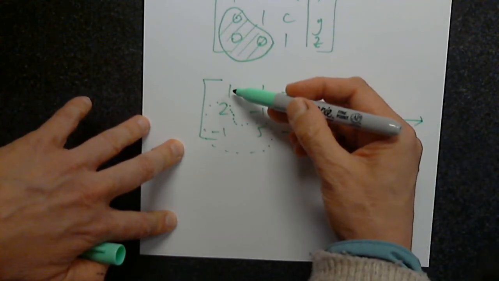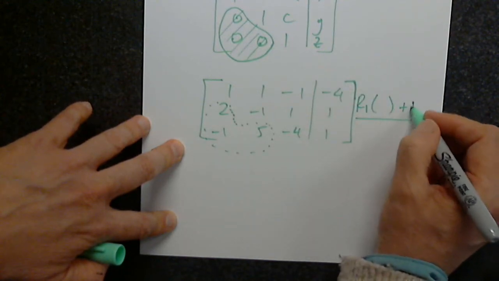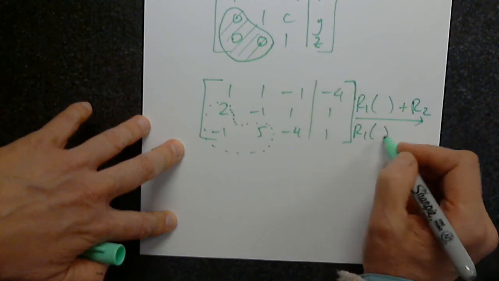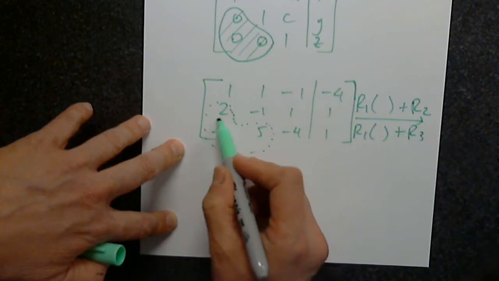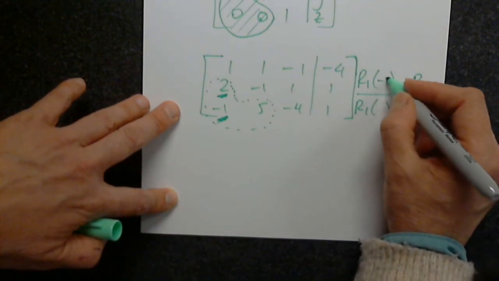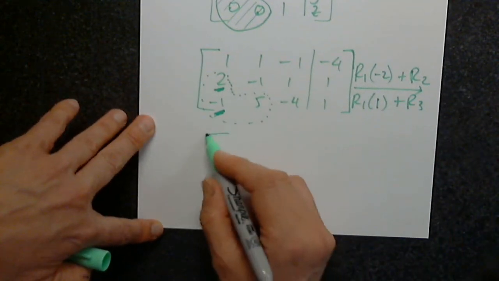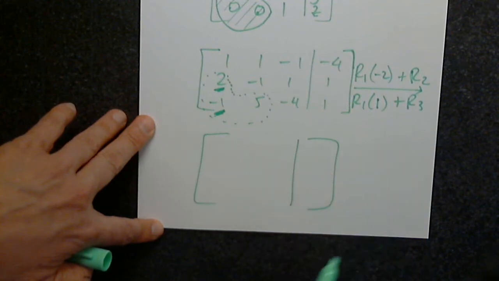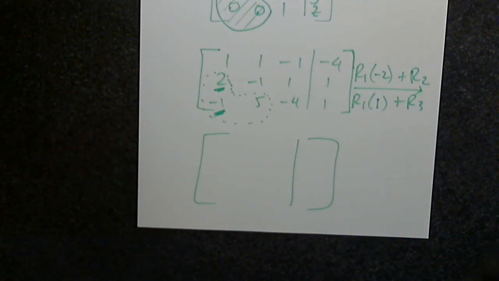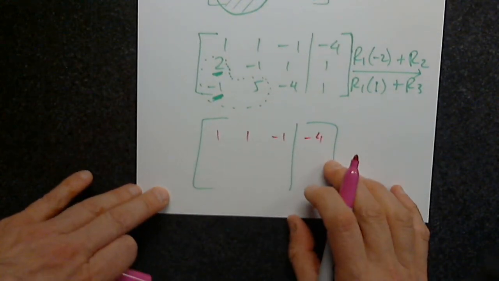So I need to use row 1 and multiply it by something and add it to row 2, and row 1 multiply by something and add it to row 3. I'm only focusing on these two. -2. Yes, for the first one is -2, and for the other one by 1. Good, excellent. Which row do I have to copy because I'm using it? Row 1. Yes. So this is the 1, 1, negative 1, negative 4.